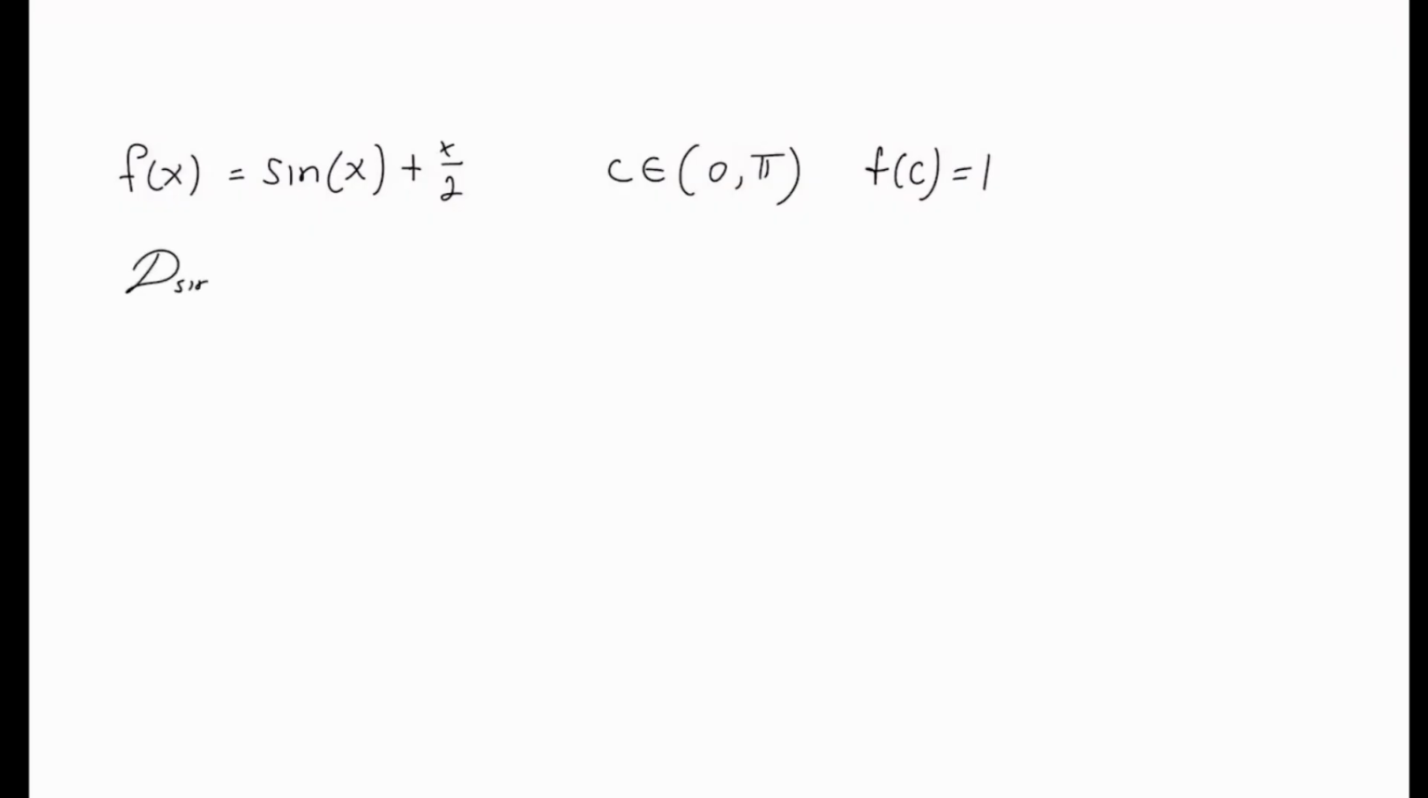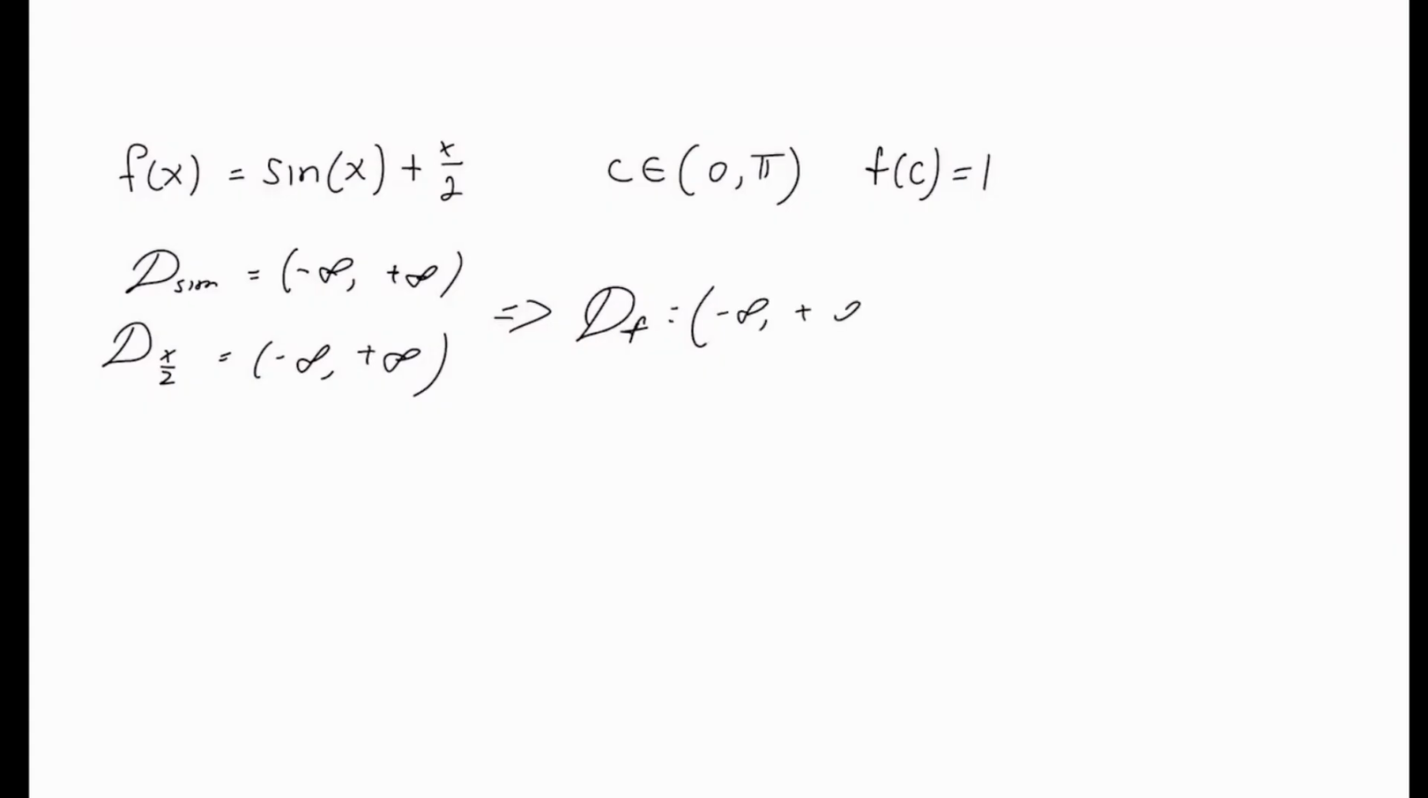The domain of sine is from negative infinity to positive infinity. The domain of x over 2 is also from negative infinity to positive infinity. So the domain of our composite function is also from negative infinity to positive infinity. Now, second step, we check the endpoints.